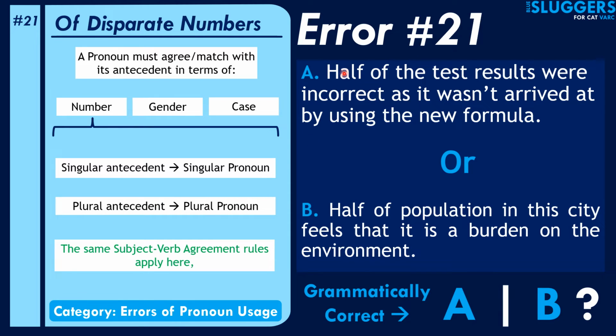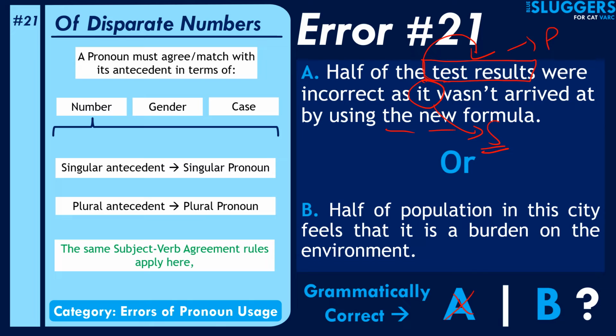Look at the first sentence. It says, half of the test results were incorrect as it was arrived at by using the new formula. Now in this case, the pronoun it is supposed to refer to test results, right? Test results is the antecedent for the pronoun it, and test results happens to be plural while it is singular, so that doesn't work. This should probably be, half of the test results were incorrect as they were arrived at by using the new formula. So it is incorrect.